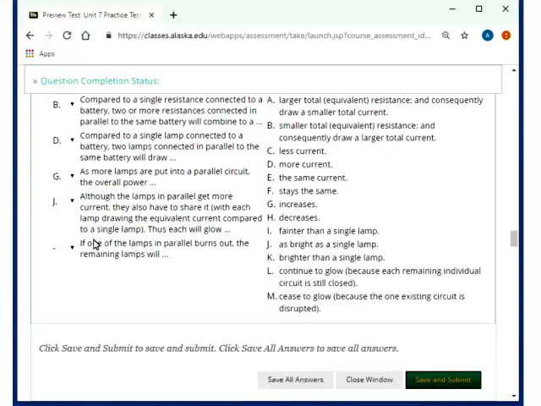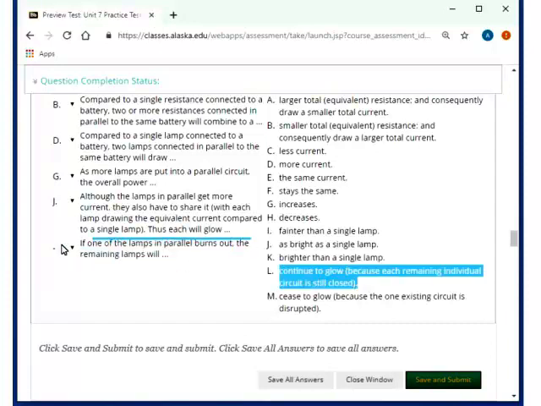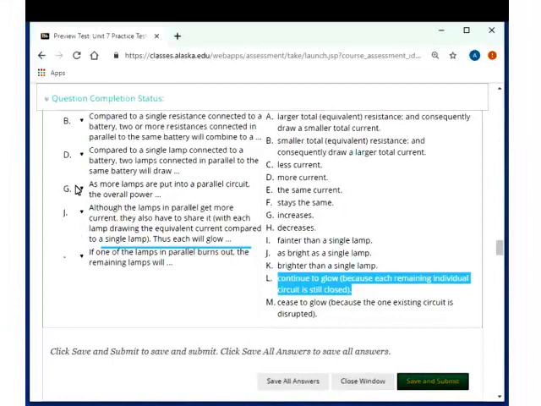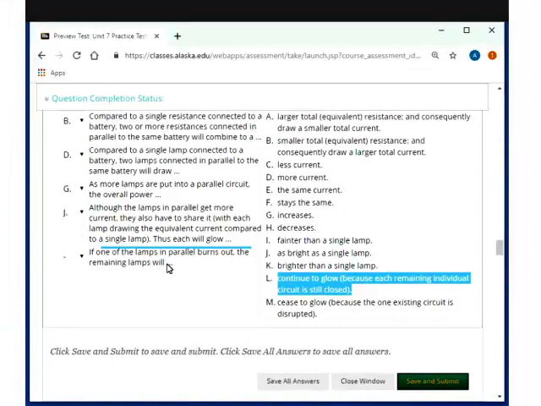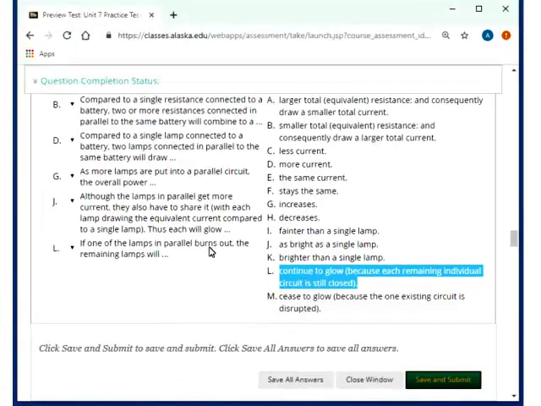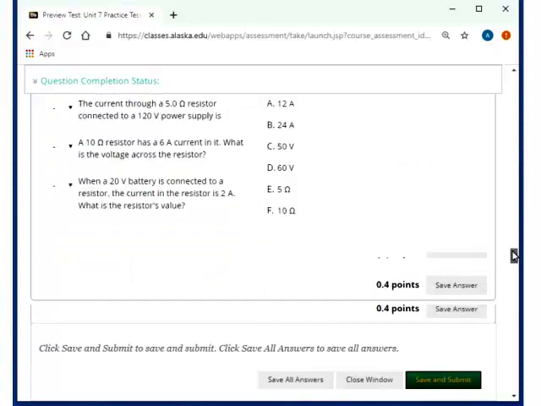If one of the lamps burns out, the remaining lamps will stay on, which is the good part. That's why everything continues to glow. That's why everything in a household is wired in parallel. You can't just wire them in series with each other, because then if you turn off the blender, your TV goes out. Well, that's not what they're about. So they have to be all wired in parallel to each other. Same thing with the lamps.